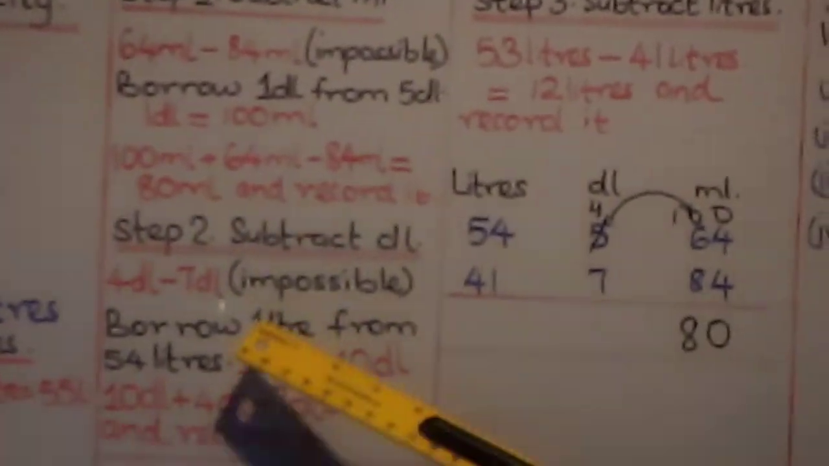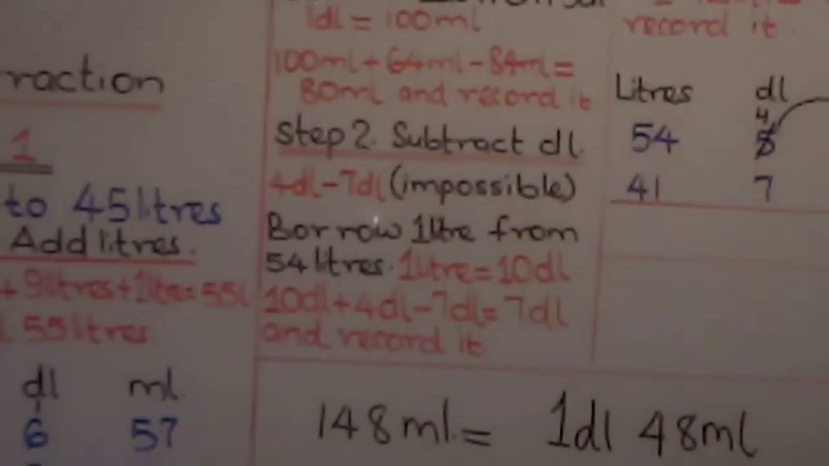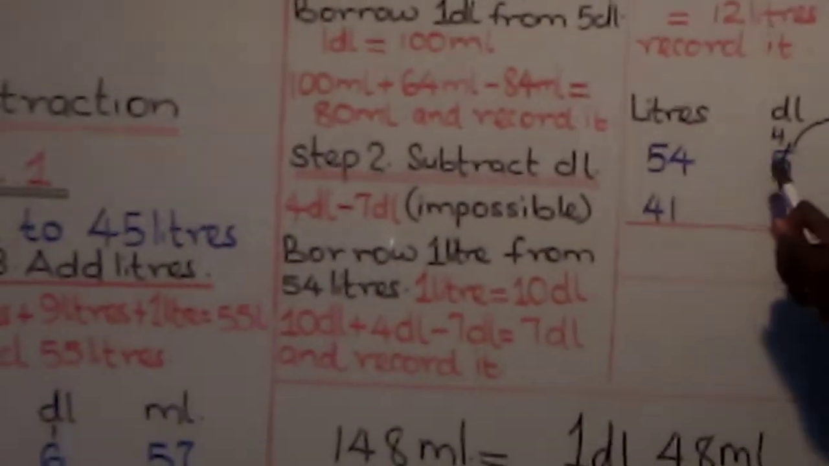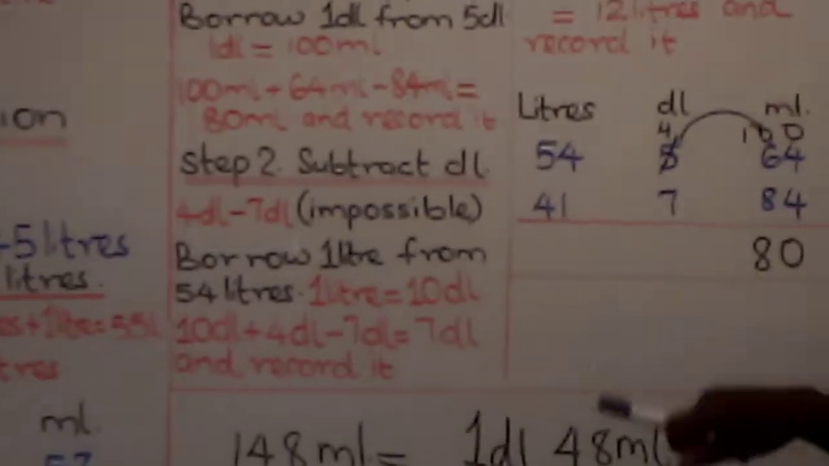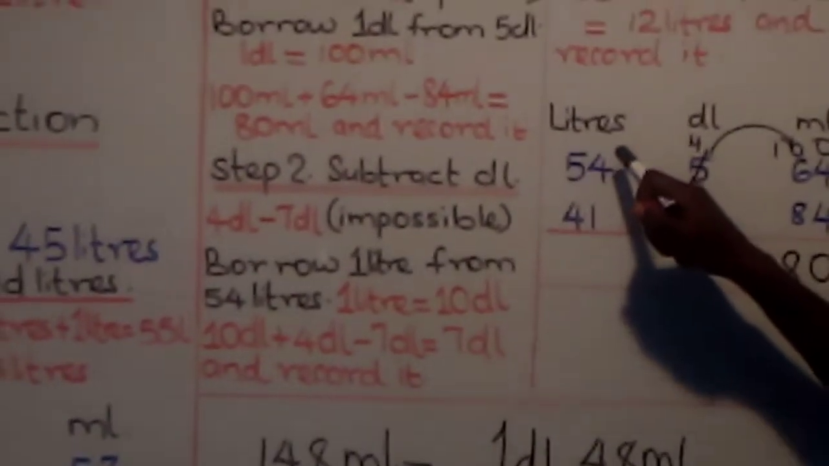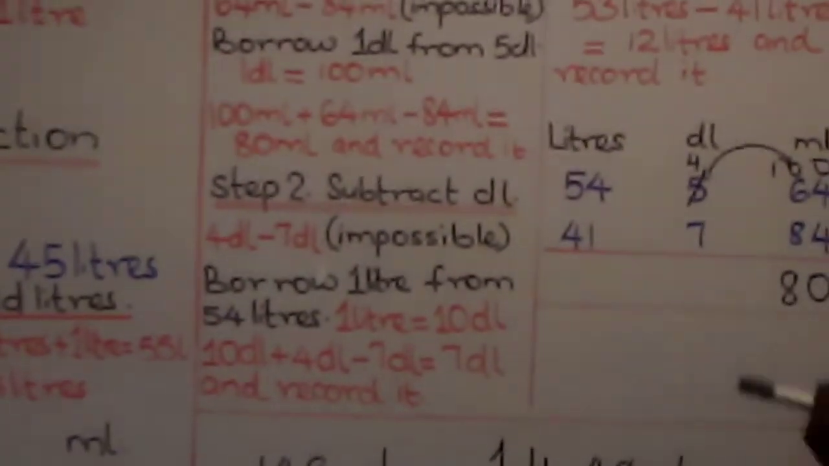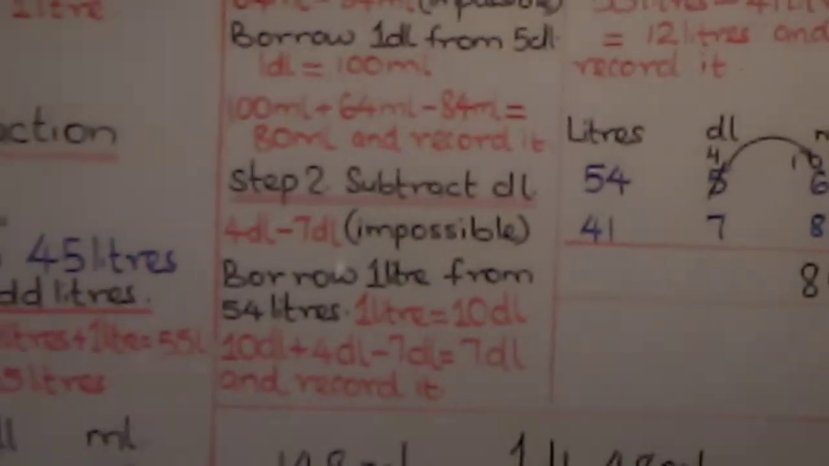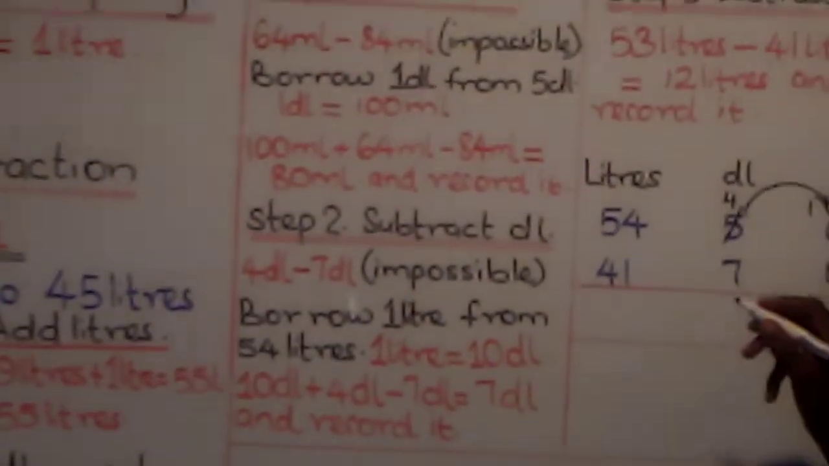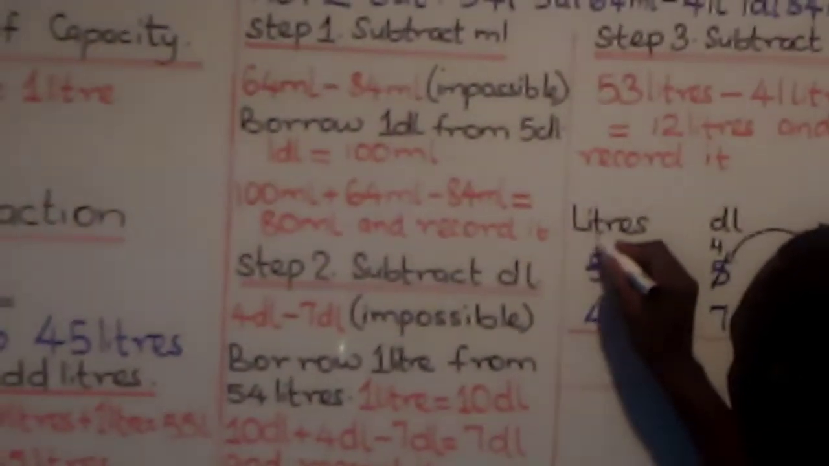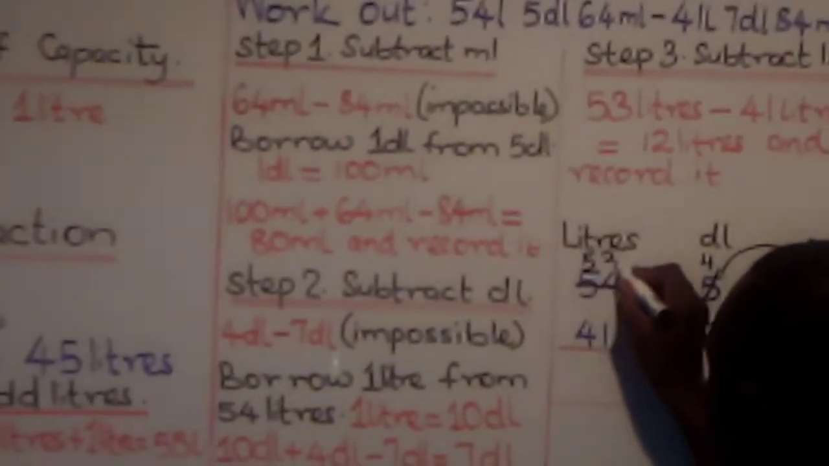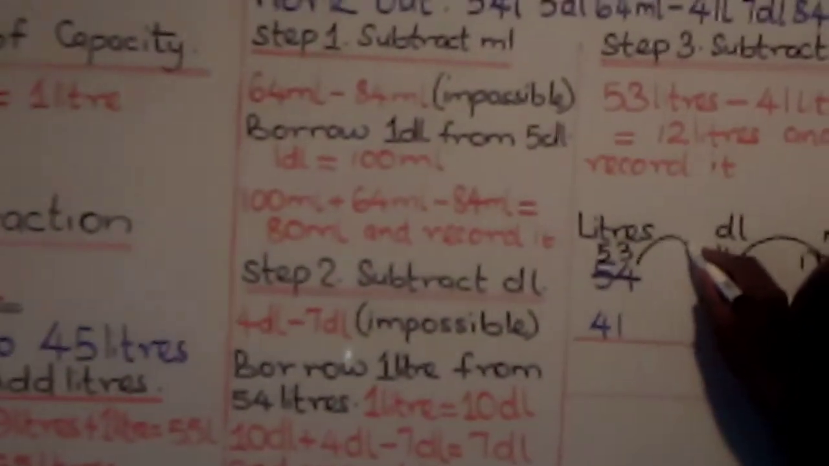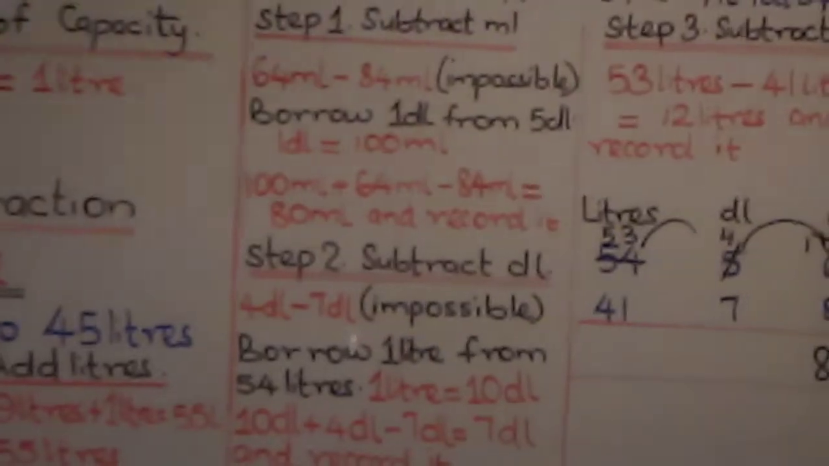And so we borrow 1 liter. Remember, we are borrowing 1 liter from the immediate neighbor. The immediate neighbor doesn't have deciliters, it has liters. So we borrow 1 liter from 54, and so we will remain with 53. That one has come this side.